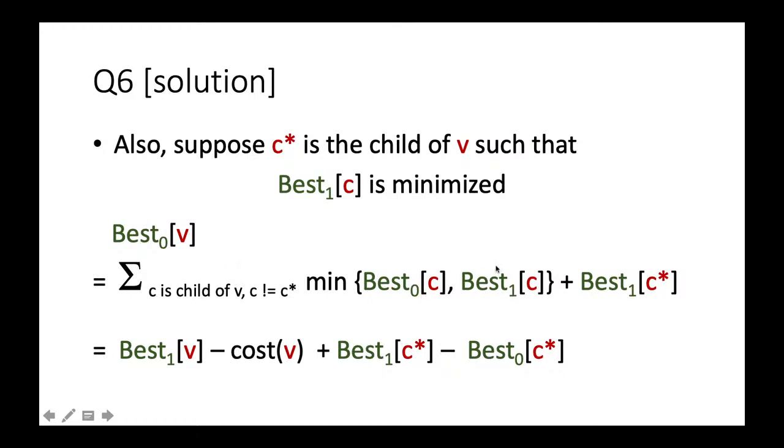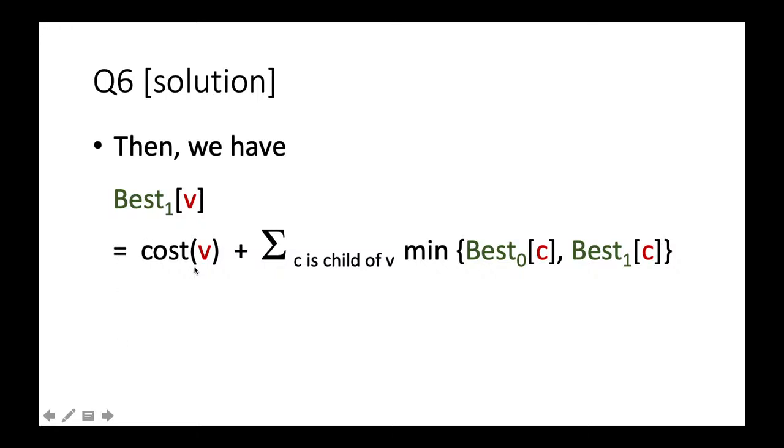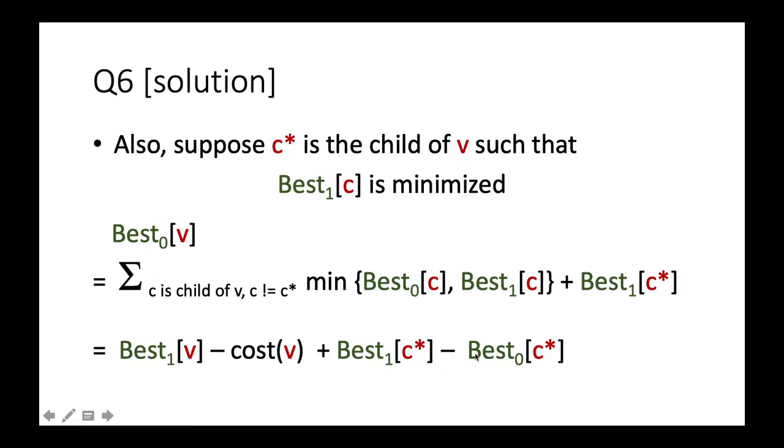But then you can see that the first part is exactly the best 1 of V that we computed in the previous page, minus the cost of V, and then minus the best 0 of C star. So this term and this term actually give us this term. So we can simplify this a little bit by computing the bottom part directly, because we now have best 1 of V. Okay, so this is clearer, but this is cleverer.